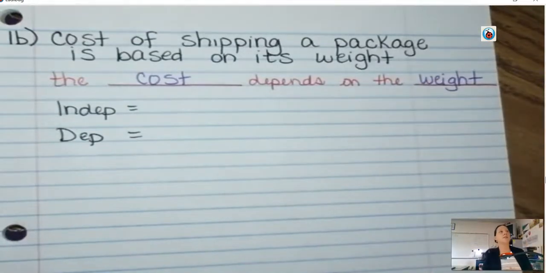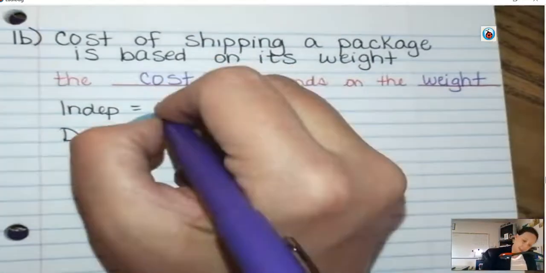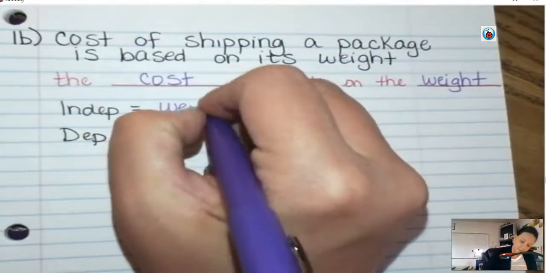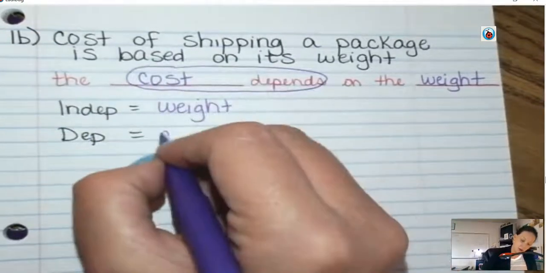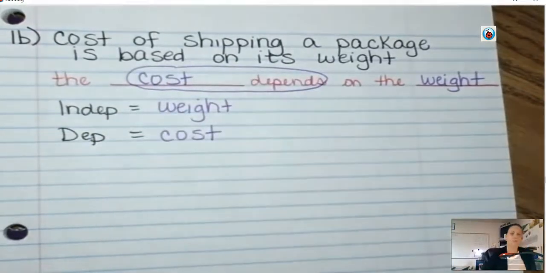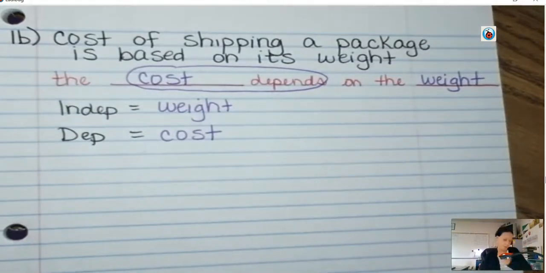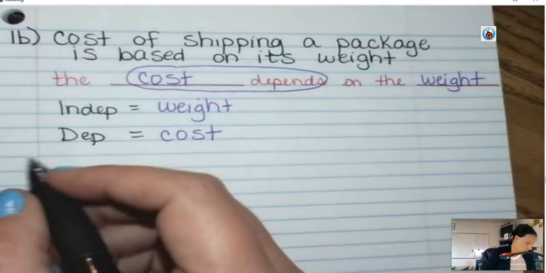Your weight of your package isn't going to fluctuate. It's not going to change depending on how much you want to spend. So the independent is weight. Remember, it says the cost depends. So cost is your dependent. Okay, then you're going to try one on your own.